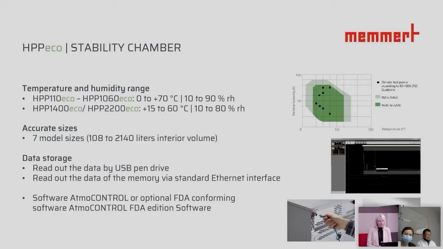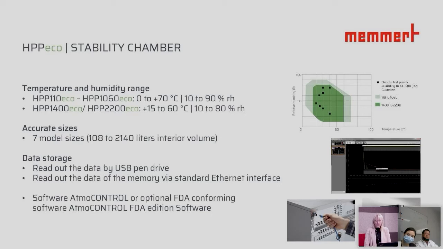Let's have a look at which products we have. We have HPP starting from size 110 up to HPP 2200. This means we have small constant climate chambers, and also very huge ones. This very huge one has approximately 2,140 liters, so that means this is a really big chamber. And even for this huge chamber, we use the advanced Peltier technology for cooling and for heating up, because that is always one principle by which you can go up and cool down.